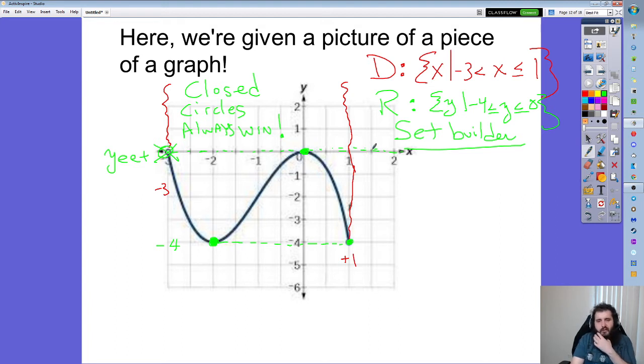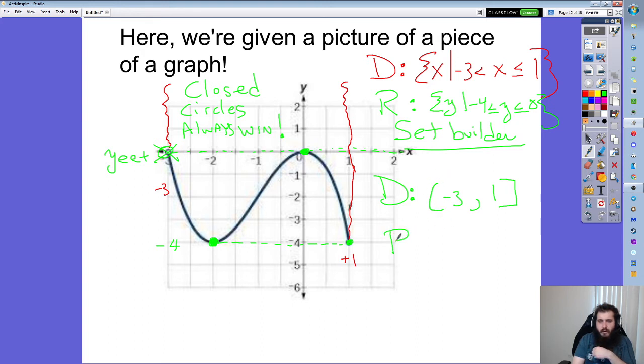The other way of writing this is using what's called interval notation. So instead of making a set, we're going to make a little ordered pair here. If the number is included, next to that number we put a square bracket. So 1 was included, it's a closed circle, so 1 gets a square bracket. The left one here, -3, was not included in the domain for the x values, right? Nowhere is there a -3. So when it's not included, we call that a parentheses.